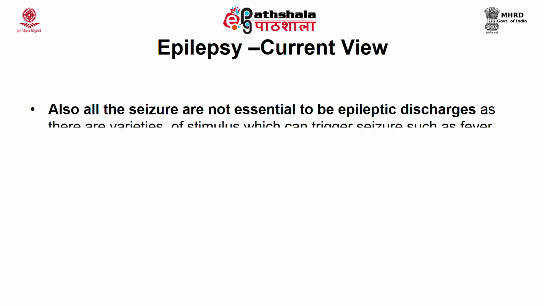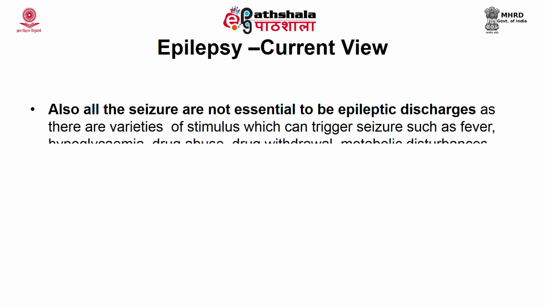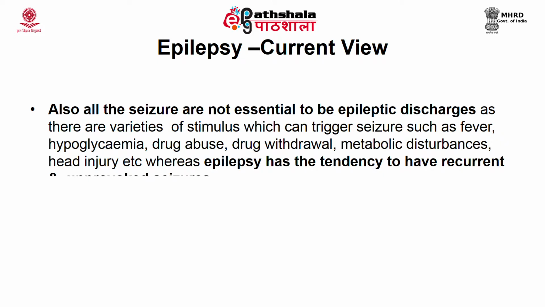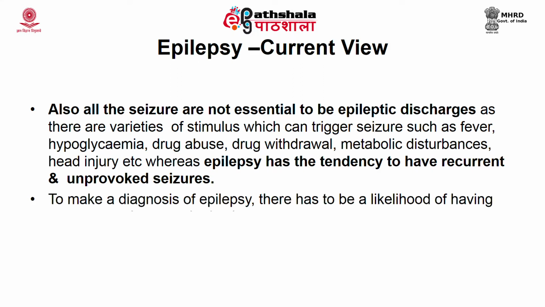There can be seizures which are linked to fever, hypoglycemia, drug abuse, drug withdrawal, or metabolic disturbances. Whereas in epilepsy, there is a tendency to have recurrent and unprovoked seizures. The diagnosis of epilepsy requires that the seizures be recurrent and unprovoked. So, that differentiates a seizure from any other condition and that which occurs in epilepsy.